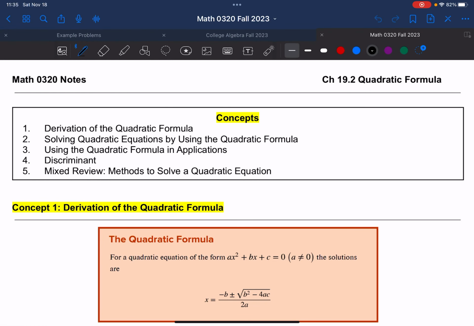Okay, this is chapter 19.2, going over the quadratic formula. So the concepts we're going to look at today are pretty much what is the quadratic formula. And what I'm going to do in that first concept is show you a mathematical proof. And this is just for your own personal knowledge. This is not something that is going to be tested over.